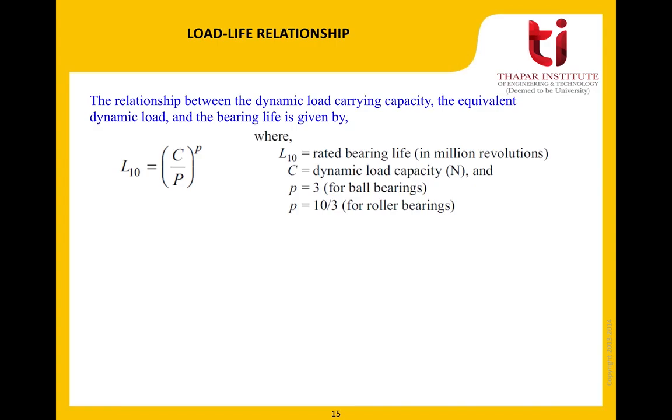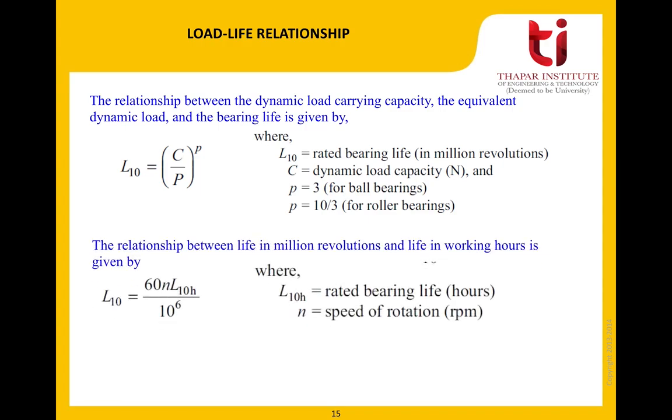Now we move to the final concept, that is the load-life relationship. The relationship between the dynamic load carrying capacity, the equivalent dynamic load and the bearing life is given by L10 equal to (C by P) raised to power small p, where L10 is the rated bearing life in million revolutions, C is the dynamic load capacity in newtons, small p is 3 for ball bearings, and small p is equal to 10 by 3 for roller bearings. The relationship between life in million revolutions and life in working hours is given by L10 equal to 60 N L10H divided by 10 raised to power 6, where L10H is the rated bearing life in hours and N is the speed of rotation in RPM.